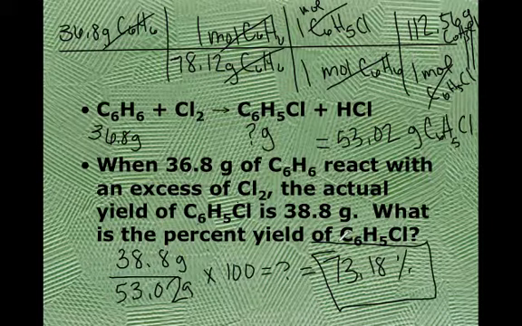I think on your worksheet they give you all the actual yields. Right, you'll always have to calculate theoretical yield. Make sure they're both the same compound. We couldn't have like 36.8 over 38 because they're different compounds. We have one more.